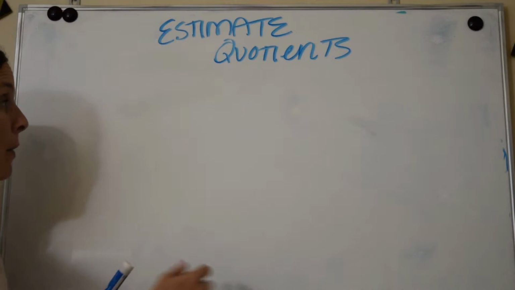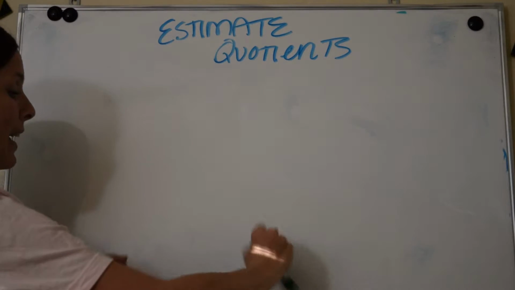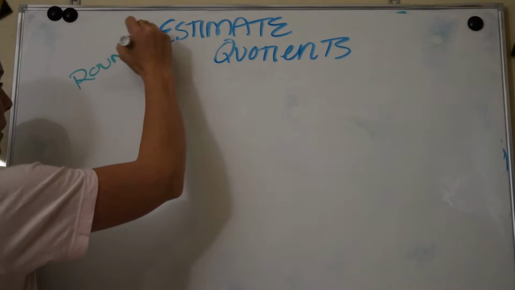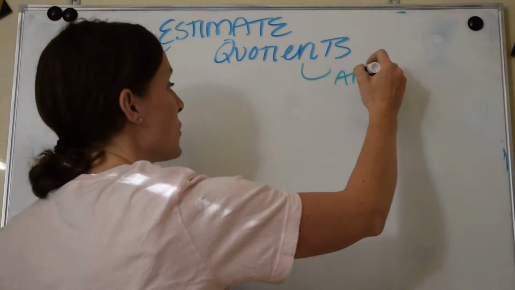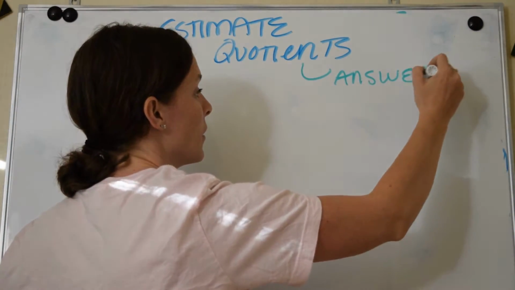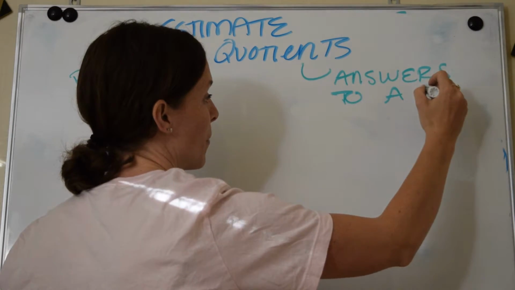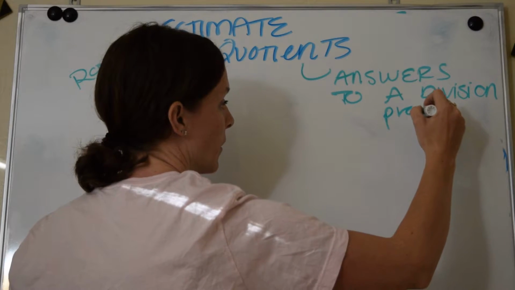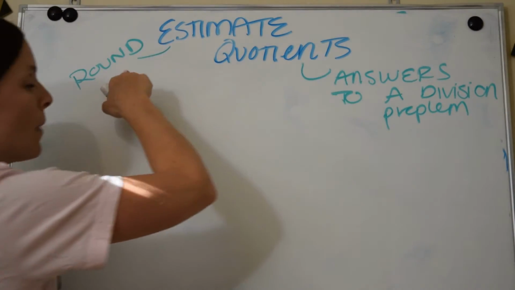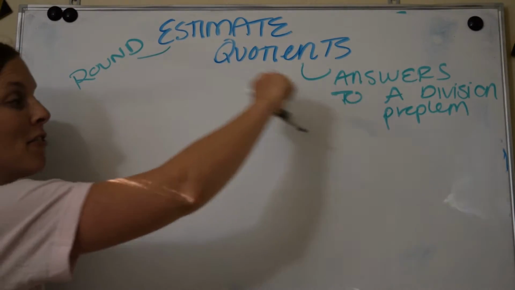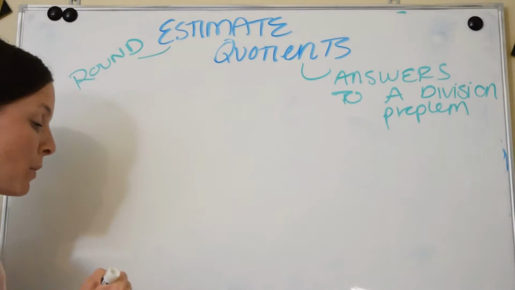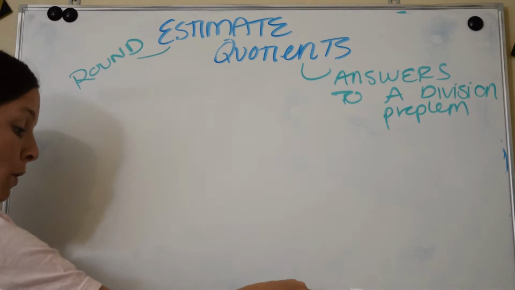So let's figure out what they're asking us to do first. To estimate means to round. And quotients are answers to a division problem. So they want us to round the numbers by finding an estimated answer to a division problem. That's what it means when they want you to estimate quotients.